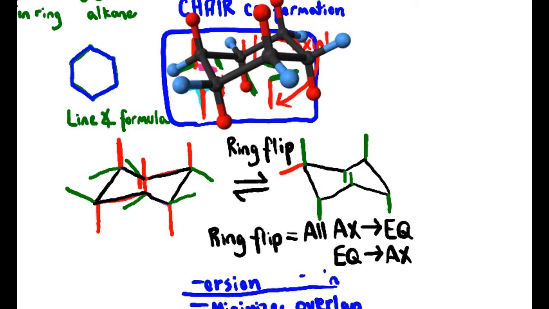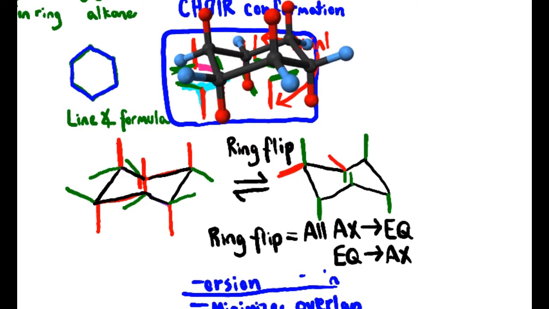Then I'm going to go ahead and fill in the equatorial bonds. So we did angled down here in the starting point, right here. So we'll do angled up for the next position, angled down for here, angled up for here, angled down for here, and angled up for here.